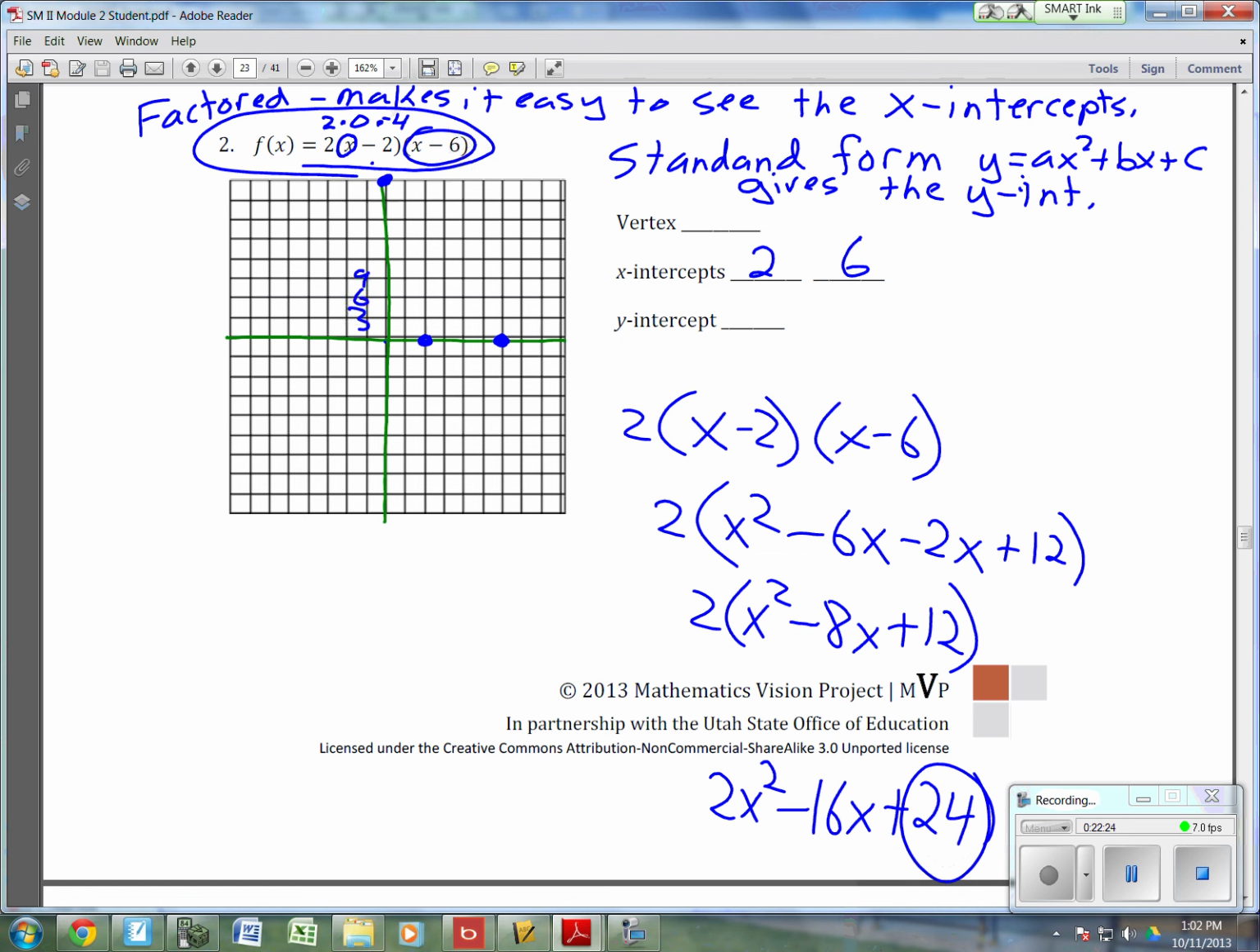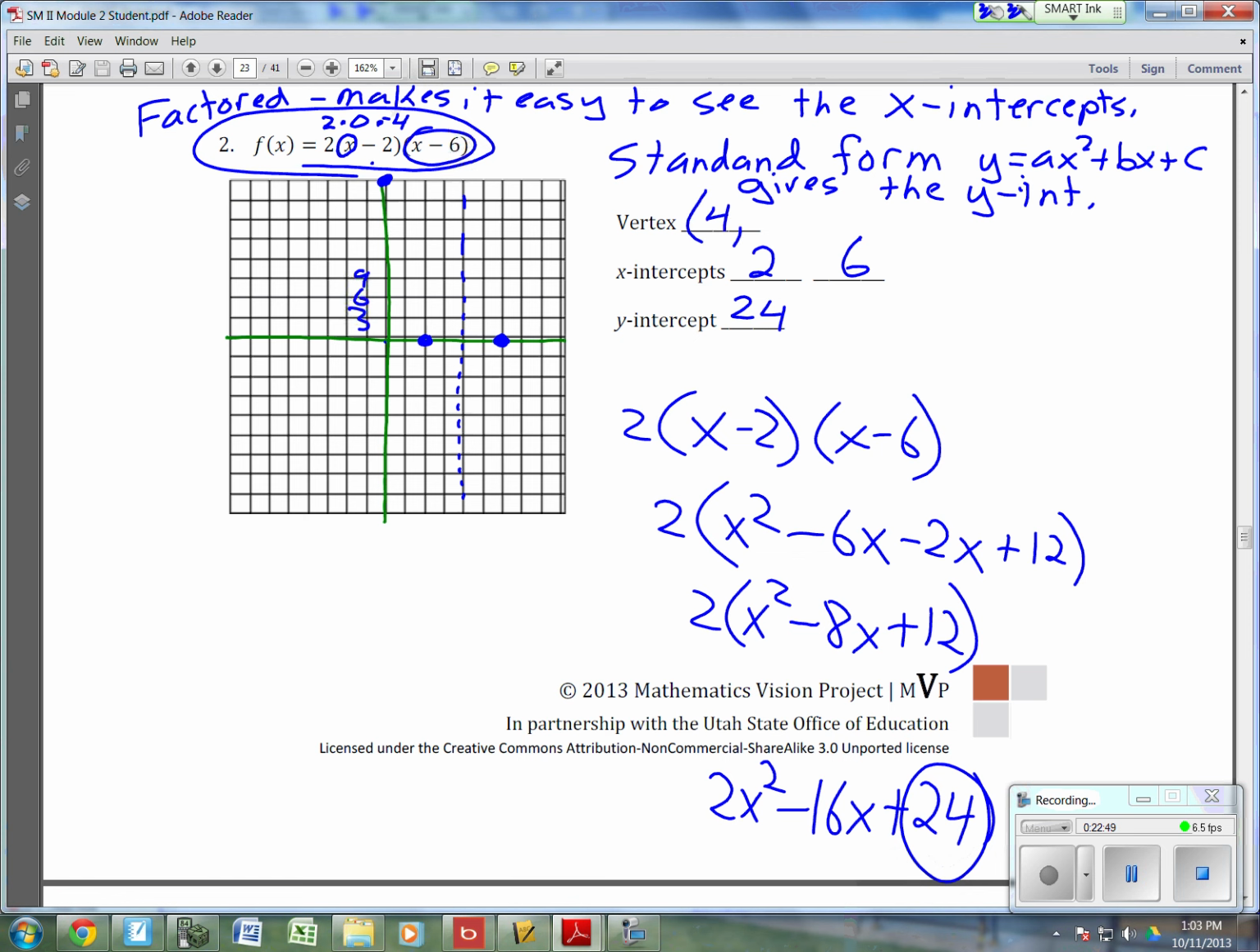Okay? We understand that? Now we know the y-intercept is 24. I showed you the trick for finding the axis of symmetry. What's the trick? Find the middle of the two x's. Where is the middle of the two x's located? At 4. There's the axis of symmetry. So I know my vertex is 4 comma something.